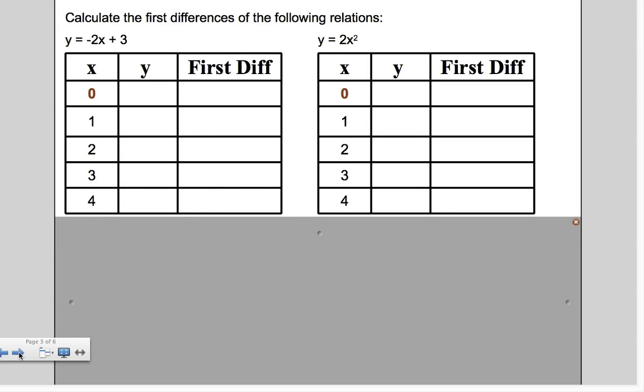Okay, so let's take another example and let's have a practice in first filling in the table of values and calculating the first difference. This is fun. No, it's not. Math is never fun. At least you did it.